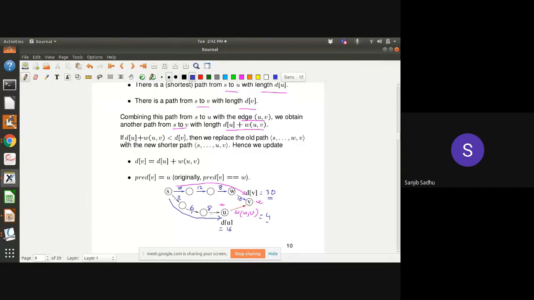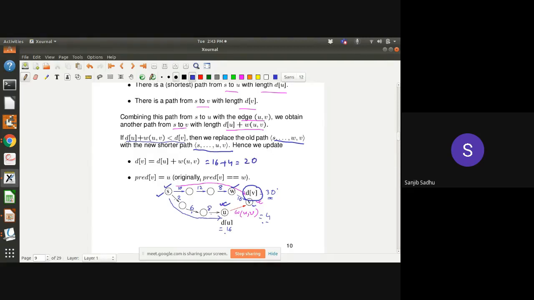Check it. If du plus w of uv is less than dv, then what will I do? I will replace the old path, s to w to v, with the new shorter path s to u to v. This is the u, and this is the v. So what will be the dv? I have to update this dv value also. So this will not be 30 now. This should be du plus w, 16 plus 4, which is 20.